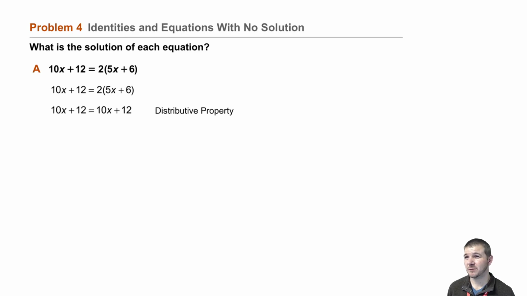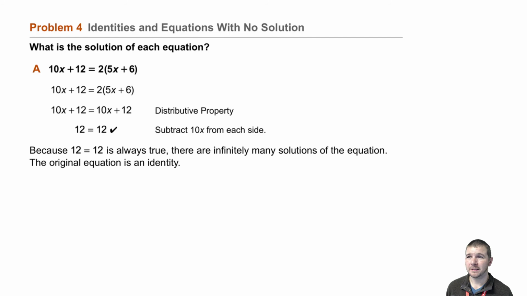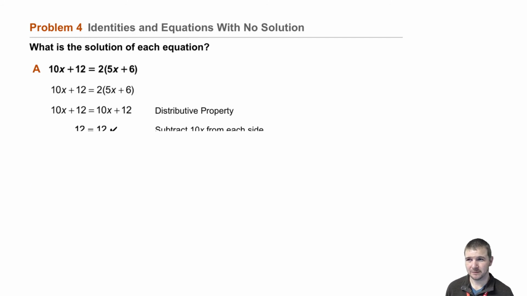When we simplify, we can subtract 10x from each side, and we get 12 = 12. The variables are eliminated, and we have an equation that's always true, 12 = 12. So, because 12 = 12 is always true, there are infinitely many solutions of the equation. So we can state the original equation is an identity.